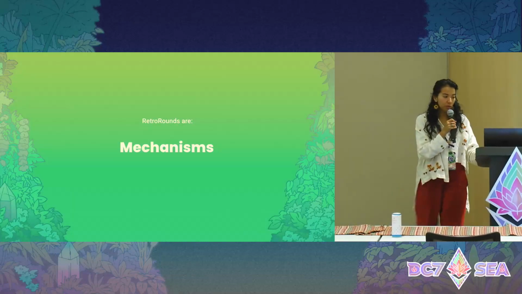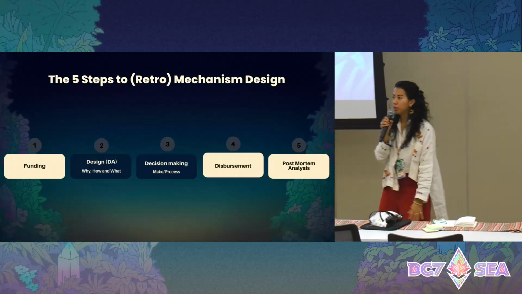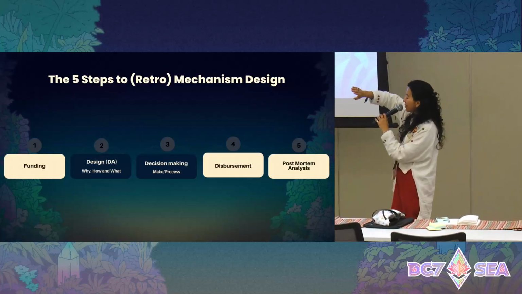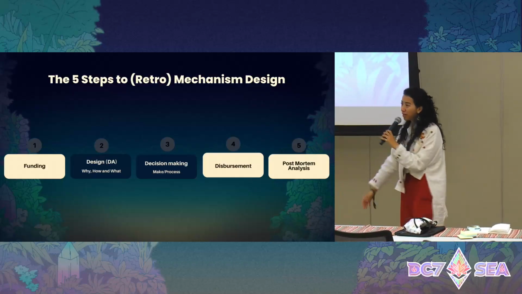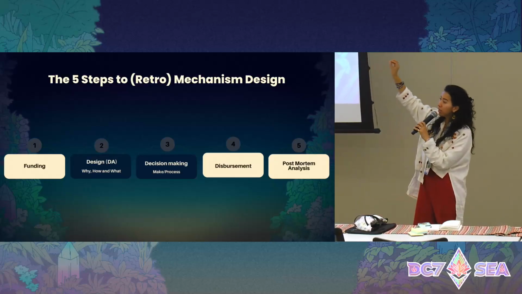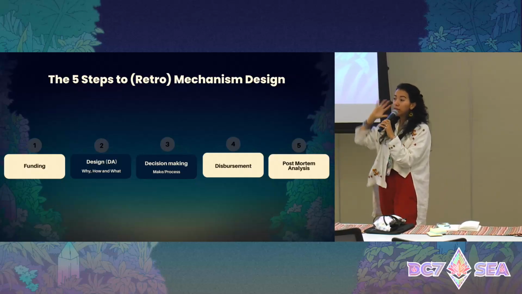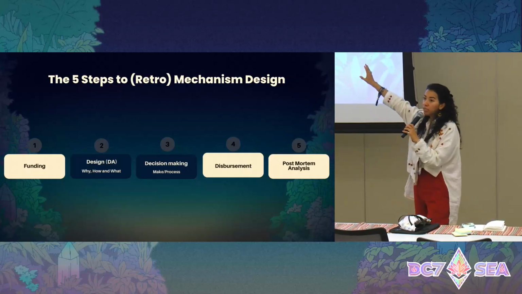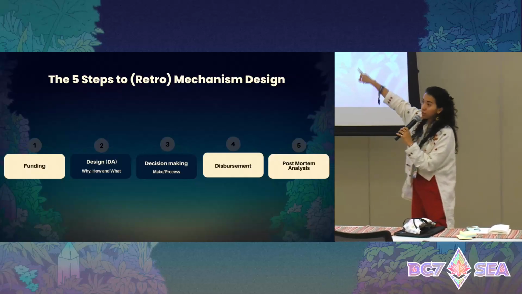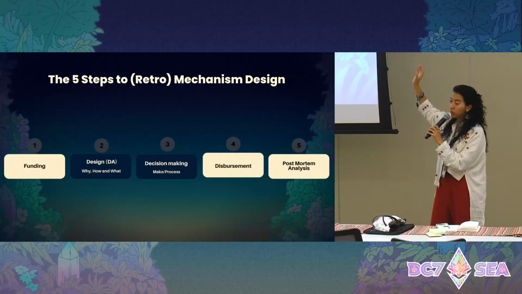And as I mentioned before, RetroRounds are mechanisms. There are 5 steps that I usually look at when designing mechanisms, and it's good to keep them in mind, because these steps, and how we scope them, affect the rest of the process. It's also important to think of it as multiple steps, because this means that you can change the things and the sub-mechanisms that are part of the mechanism design, or in this case, the retro mechanism.